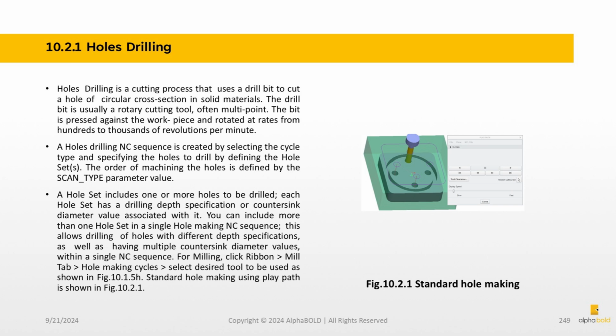You can include more than one hole set in a single hole making NC sequence. This allows drilling of holes with different depth specifications, as well as having multiple countersink diameter values within a single NC sequence. For milling, click Ribbon Mill tab, Hole Making Cycles, select desired tool to be used. Standard hole making using Play Path.